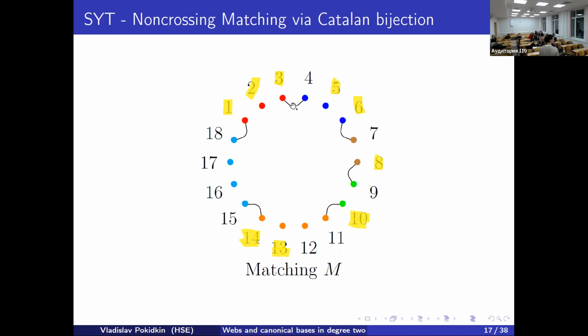The first step is that we take a source and target that are neighbors, and we start with a source. We connect a pair of neighboring vertices by arcs if one of them is a source and the other is a target. So, for example, we can take yellow. Why do we connect 3 and 4 and not 4 and 5?